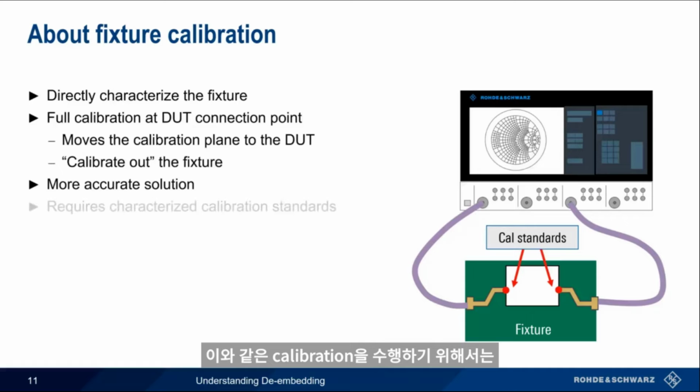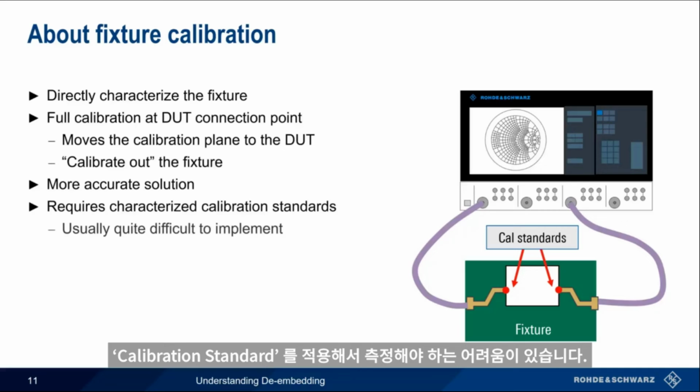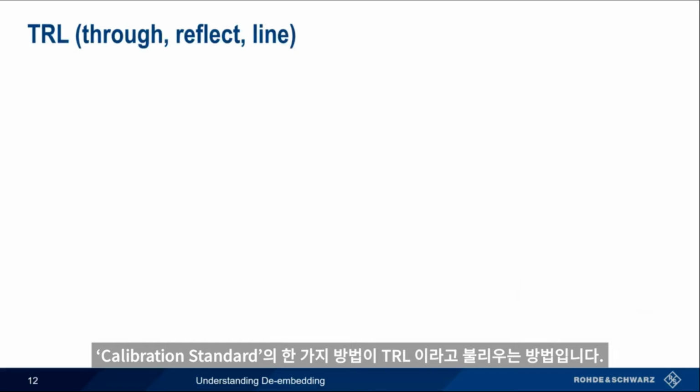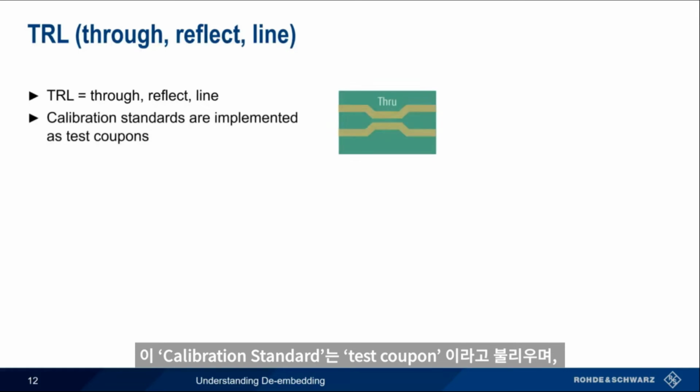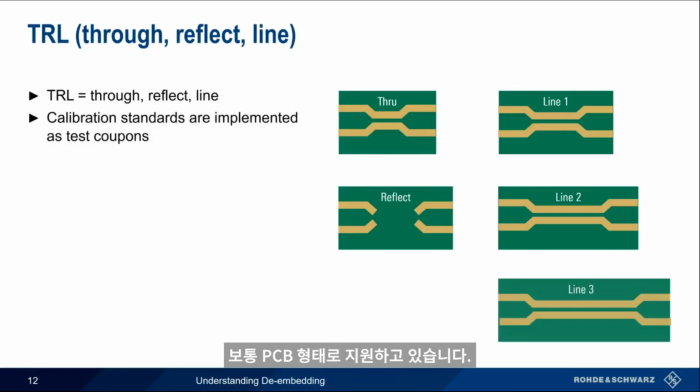Fixture calibration does, however, require characterized calibration standards, and these are often quite difficult to implement. One method of implementing these calibration standards is something called TRL calibration, where TRL stands for the calibration standards through, reflect, and line. These calibration standards are normally implemented in the form of so-called test coupons, which are specially prepared sections of printed circuit boards.